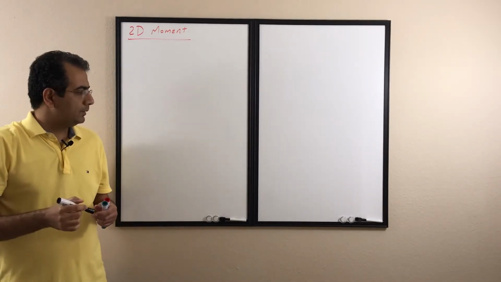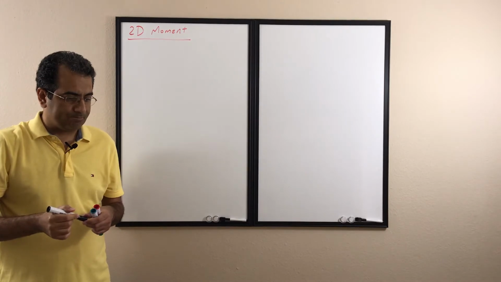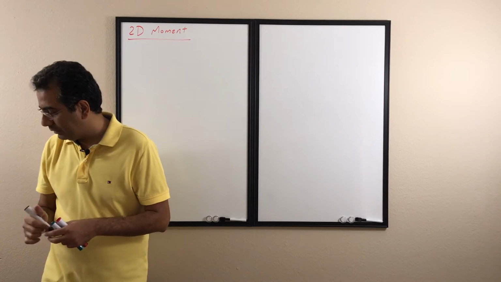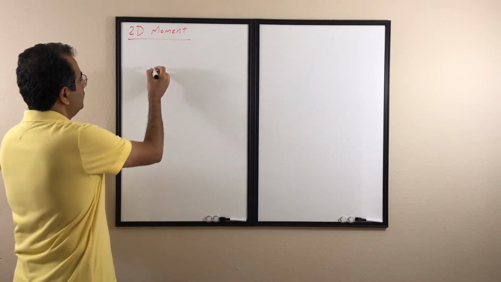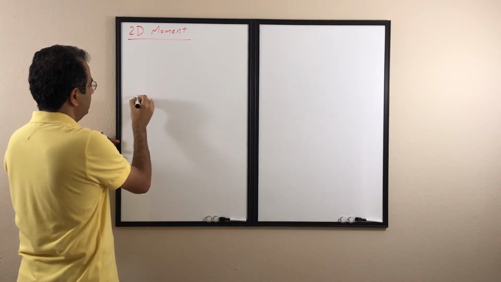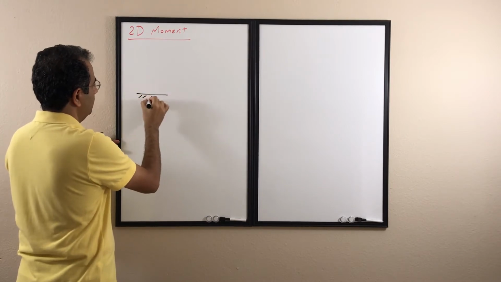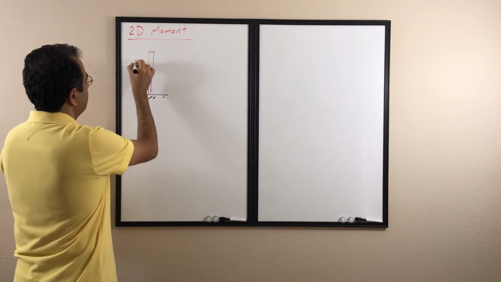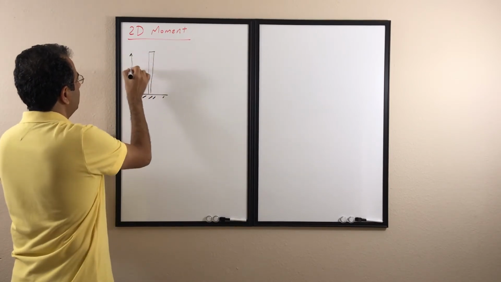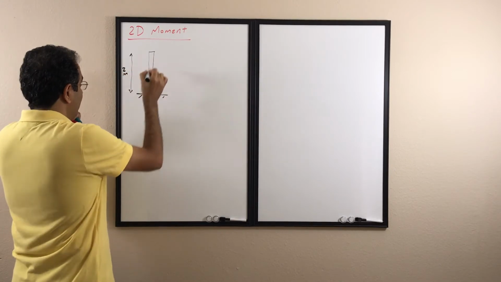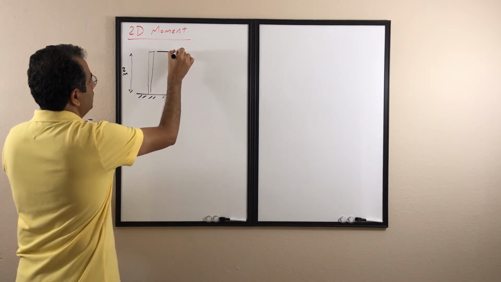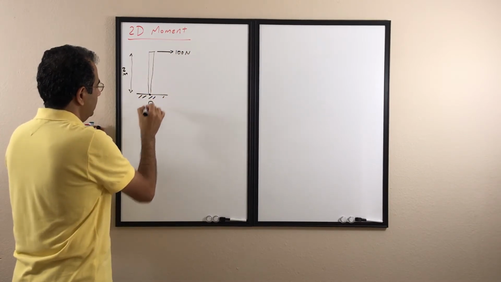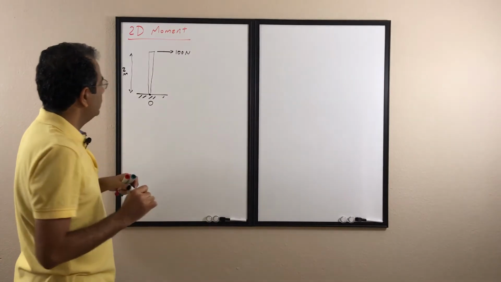Now let's look at a couple of simple examples to see how we can do that. Assume I have an element here, like that. It's going to be 2 meters. And I have a force of 100 Newton applied on that, and I want to find the moment of that force about point O.